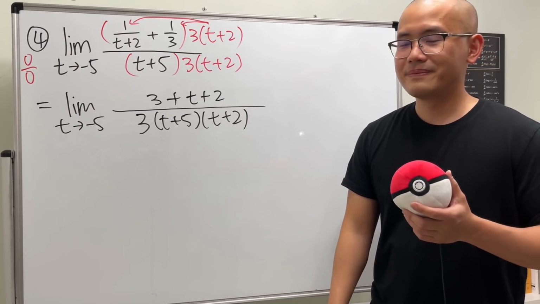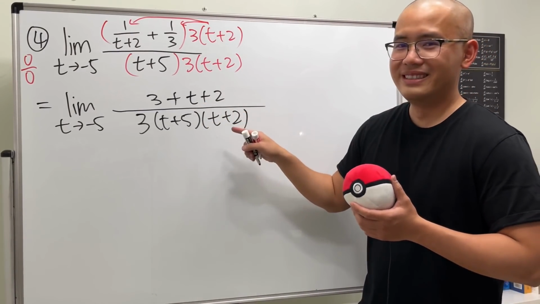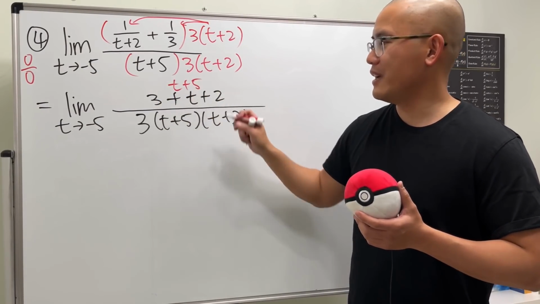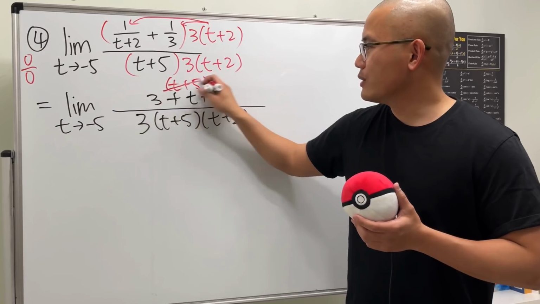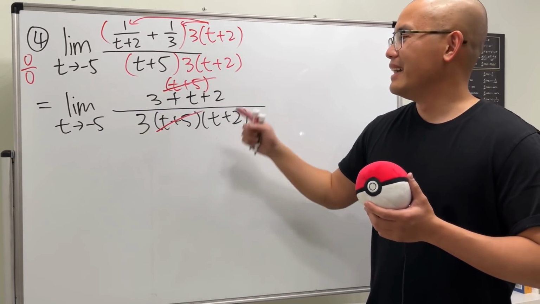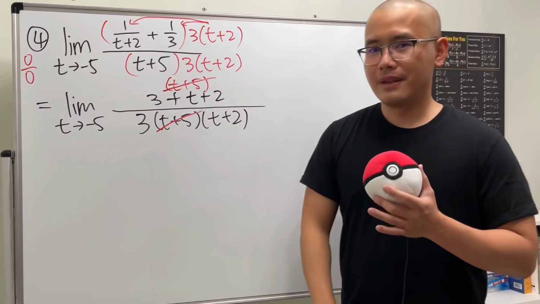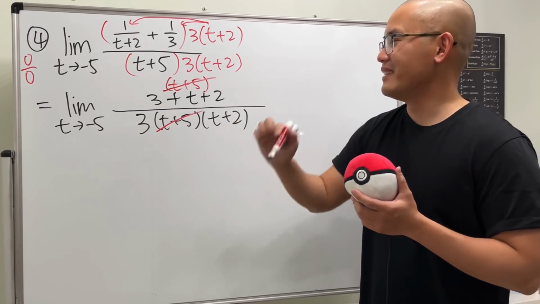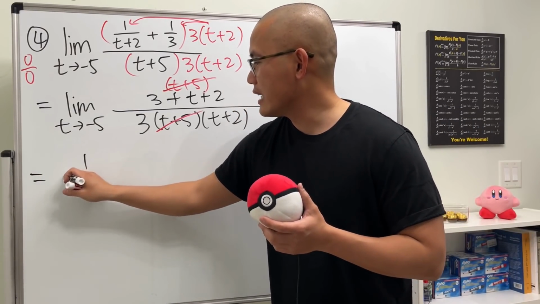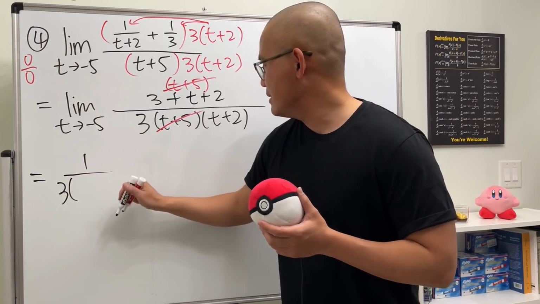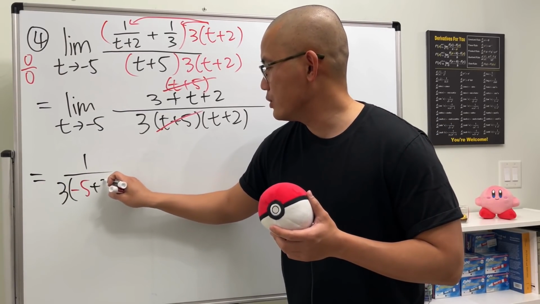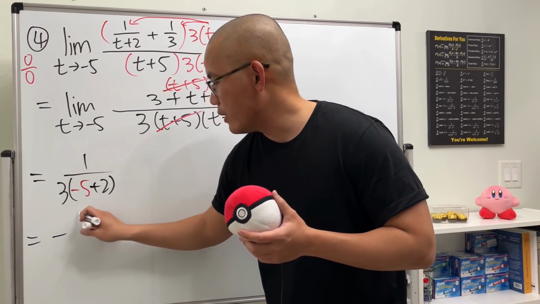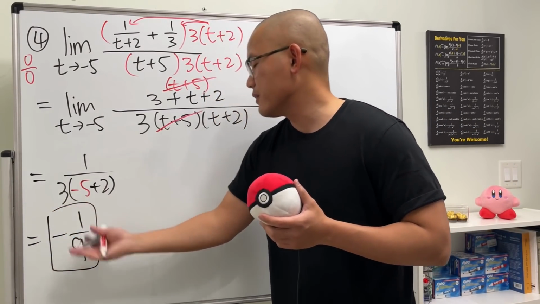So far, so good. Now, do not cancel the t plus 2, because the top is really what? When we combine this, we get t plus 5. So in fact, we cancel this and that, okay? On the top, we have 1. Keep that in mind. Then, we plug in negative 5 into the t here. We are going to get 1 on the top over 3 times negative 5 plus 2. Okay, this is negative 3 times that, we get negative 9. So 1 over 9. Negative, of course.